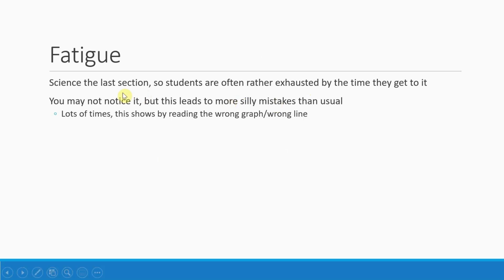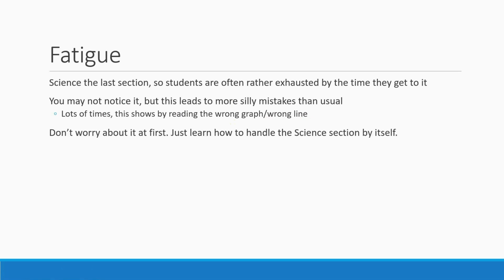So you might not even notice it. You might think you're fine, but then you go and actually score it and realize you made a lot of silly mistakes. Lots of times that's reading the wrong graph, reading the wrong line. That's where breaking down the question helps a lot. So don't worry about it at first. Begin with just learning how to handle the science section by itself. No need to work on the fatigue and that stamina until you actually have an understanding of how to handle the science section in ideal conditions.